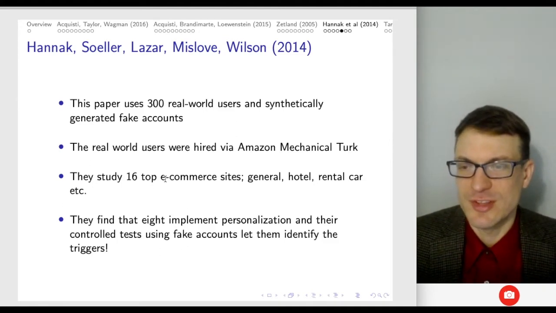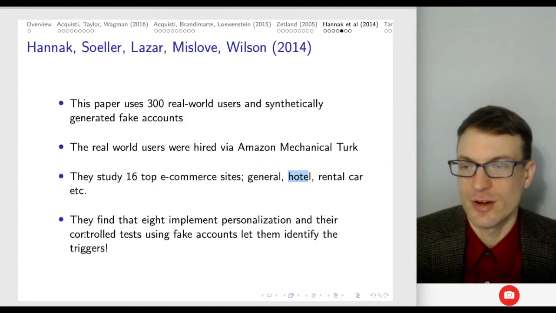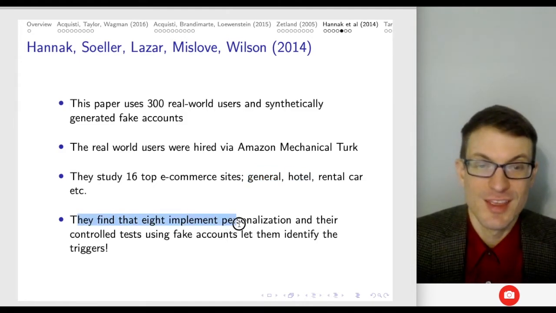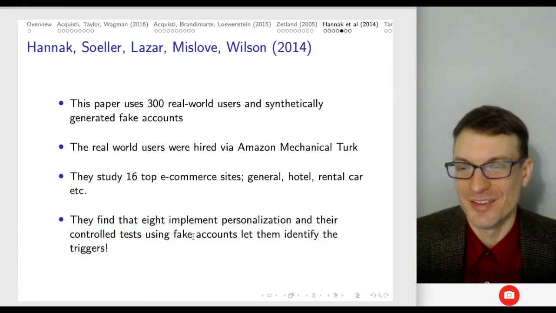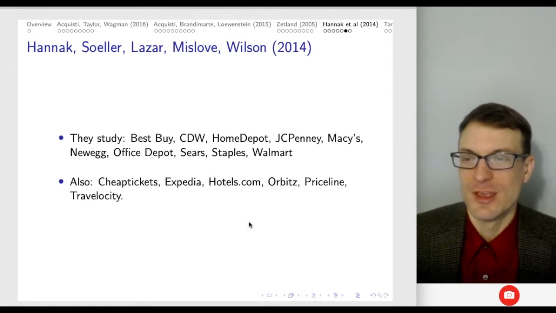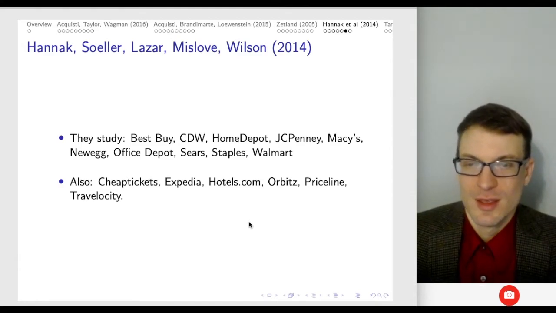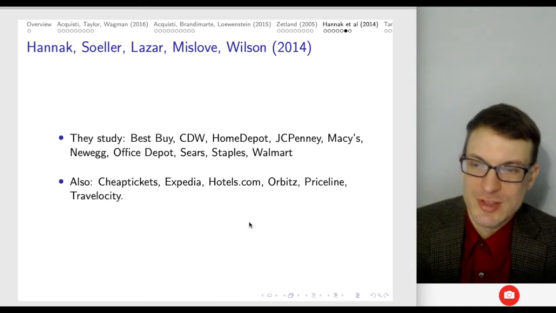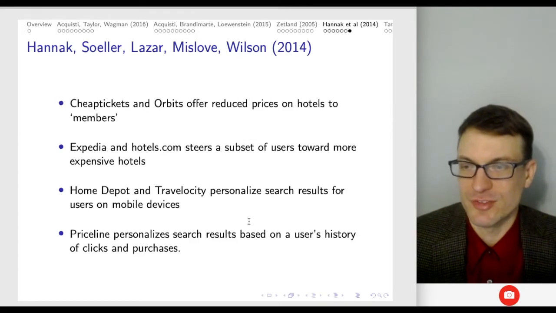They studied 16 e-commerce sites, so general sites, hotel, rental car, and so on and so forth. They find that 8 implemented personalization, and their control test allowed the fake accounts to identify the trigger for what was making the personalization. So they were studying Best Buy, CDW, Home Depot, JCPenney, Macy's, Newegg, Office Depot, Sears, Staples, Walmart. They also studied Cheap Tickets, Expedia, Hotels.com, Orbitz, Priceline, and Travelocity.